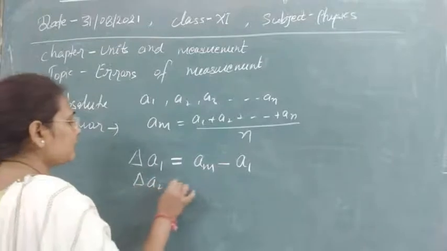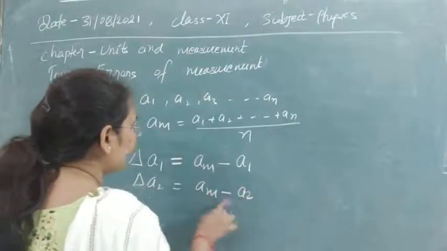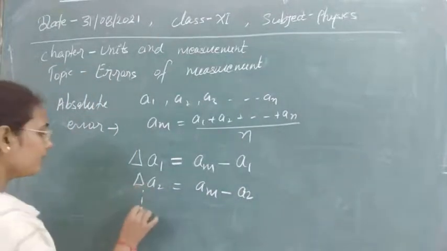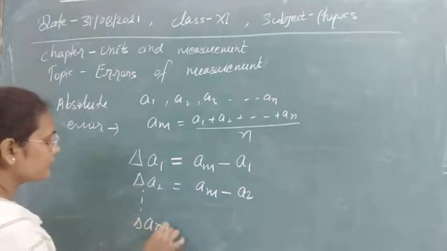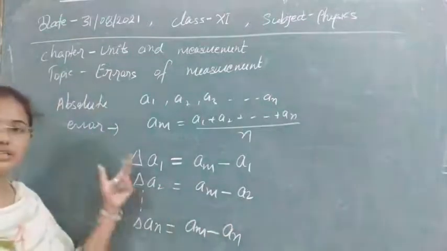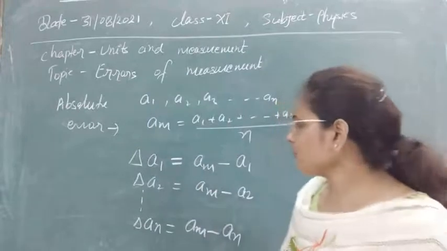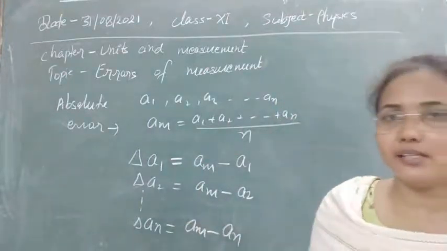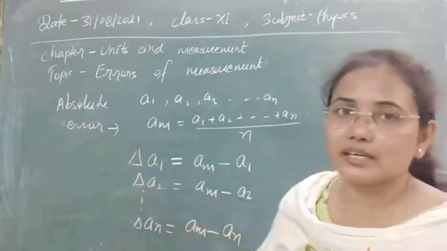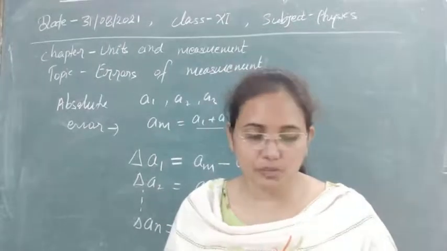Like in the second experiment, as you have obtained the A2 value, this difference gives delta A2, the error in the second measurement. Similarly, as we have taken observations n times, in the nth observation you can calculate your error. So these are all the errors that we have calculated. Finally, you can also take the mean of the errors, but absolute error is the individual error measured in our experiments.